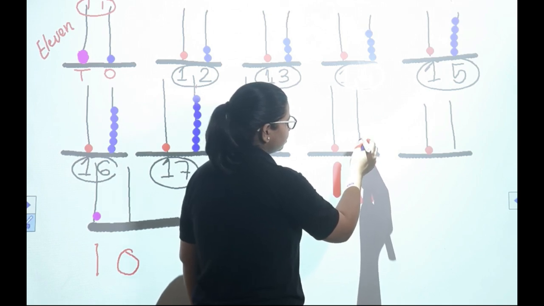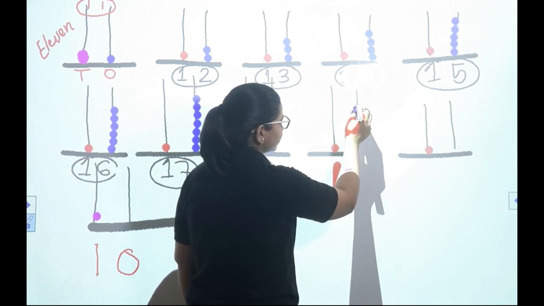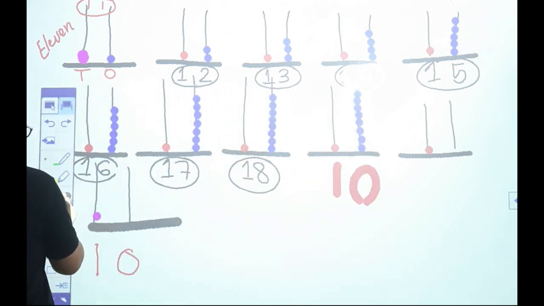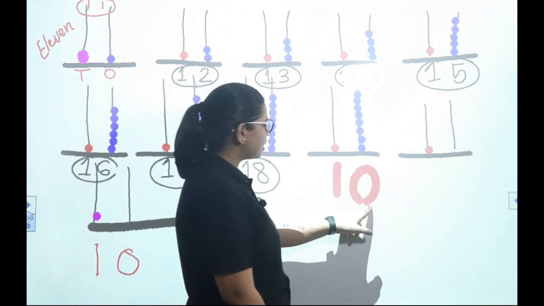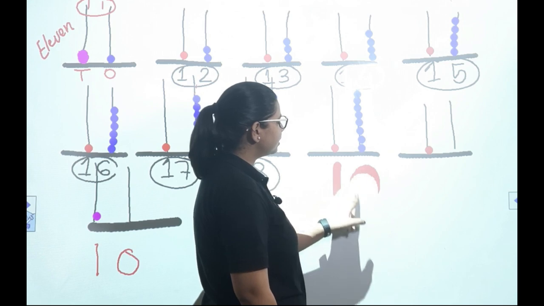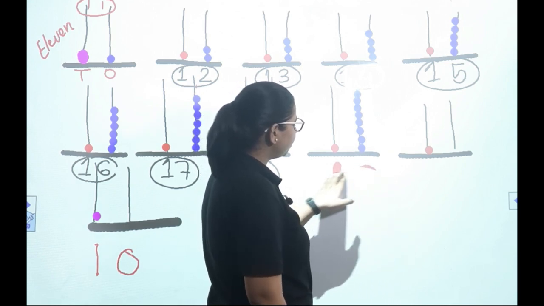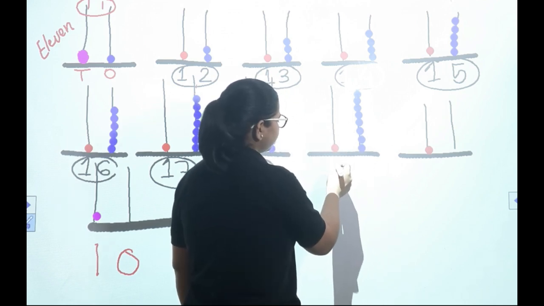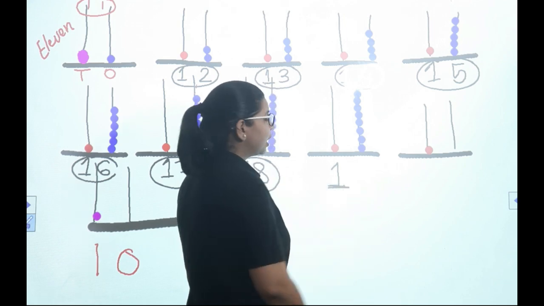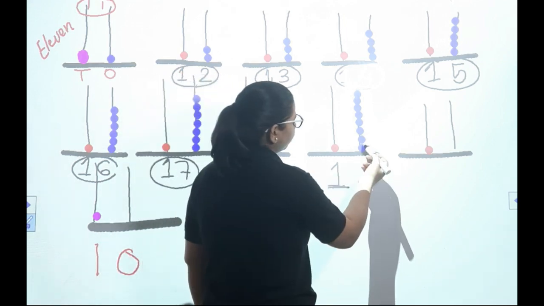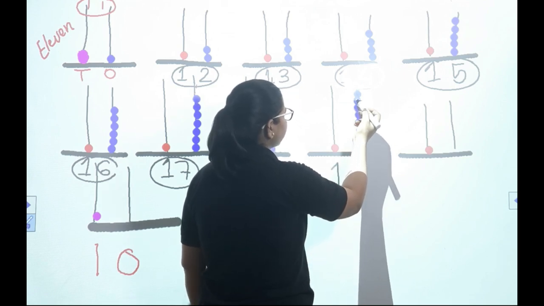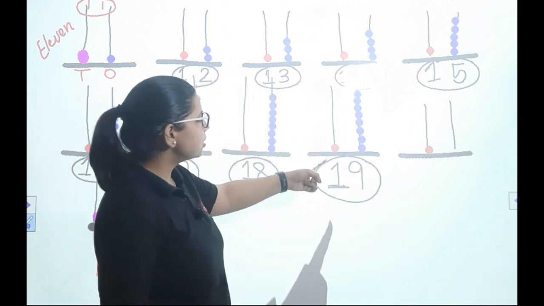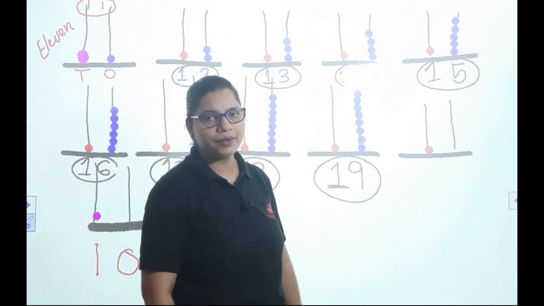Tell me this one. 1, 2, 3, 4, 5, 6, 7, 8, 9. What about this? This is no longer zero this time, right? It's not zero, we have put many beads in it. So tell me what number is this? It's one tens, one bead on tens rod, and 9 ones. It's 19. 19 contains 1 tens and 9 ones.